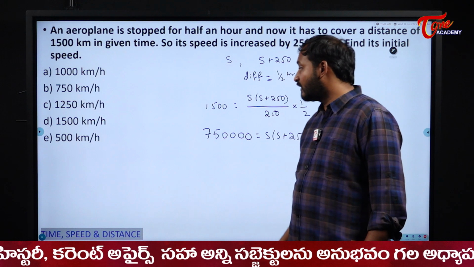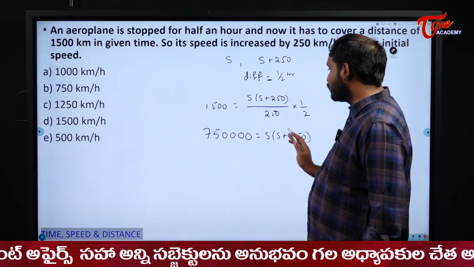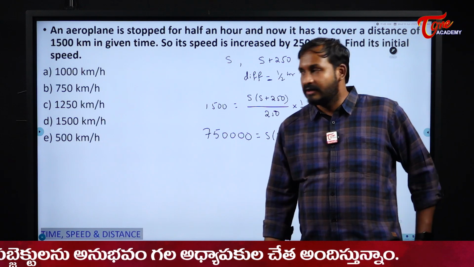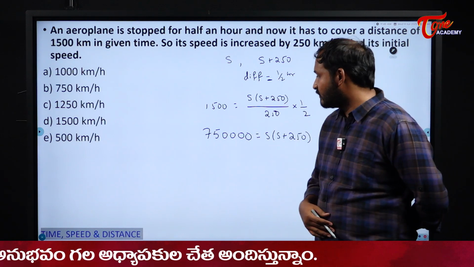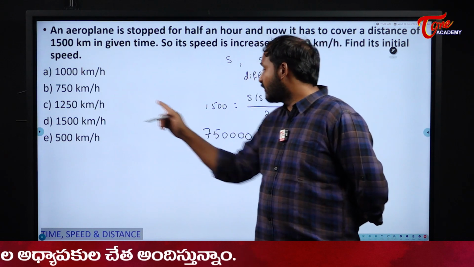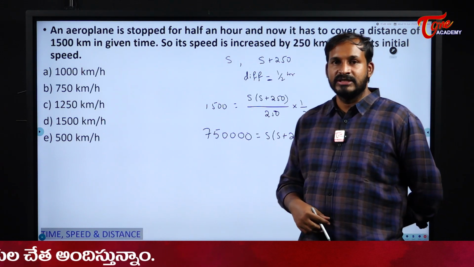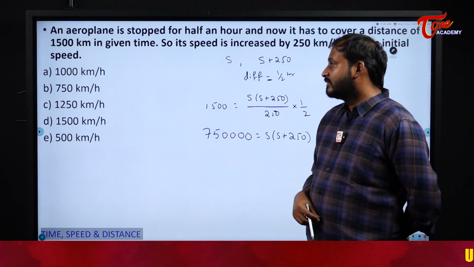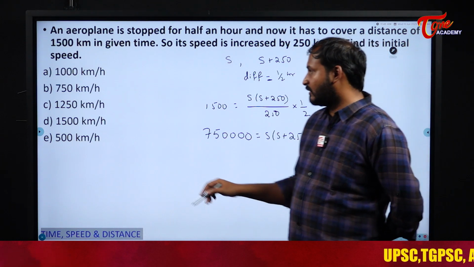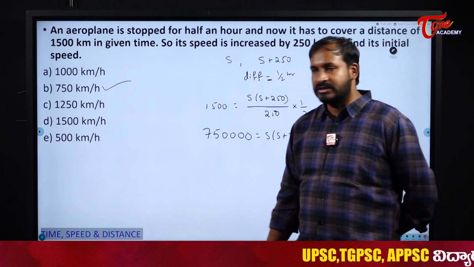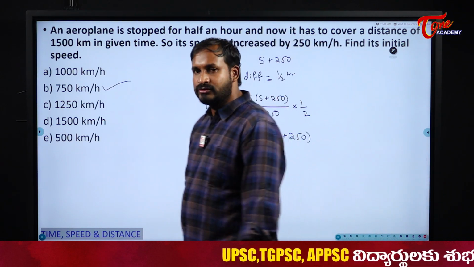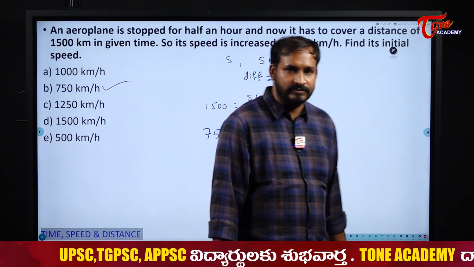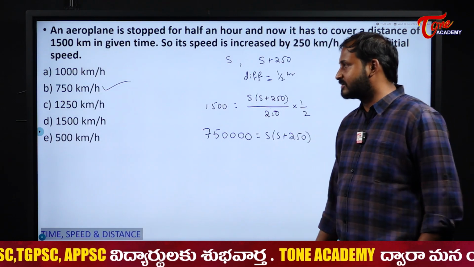The first option is 1000. 1000 plus 250 is 1250. 1000 into 1250 will become some 125 something, that is not equal to 75 followed by four zeros. The next one is 750 into 1000. 75 you will get, and 4 zeros. So our answer here is option B. 750 kmph is the usual speed. Just by substituting the options, you will get the answer, students.